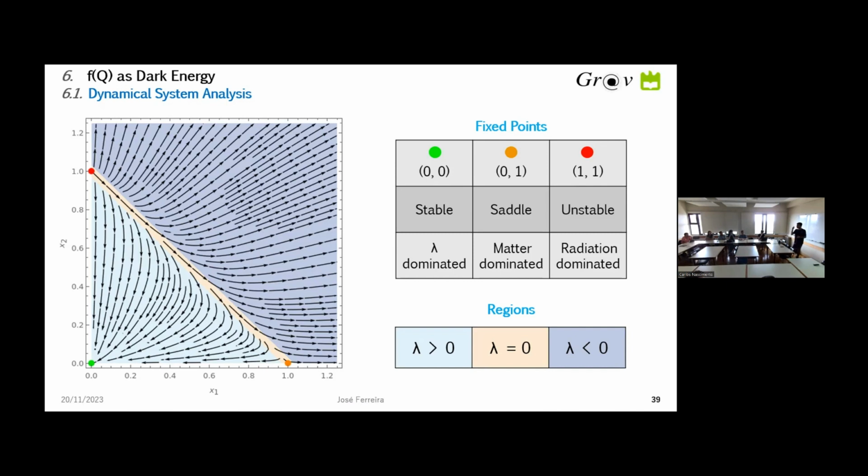This means that in order to agree with the evidence that we have of an expanding universe, our value of lambda must be strictly positive and our universe somewhere right here. It begins in a radiation-dominated epoch, flows all the way to the matter-dominated epoch, and ends up in inflation, which is our current state.